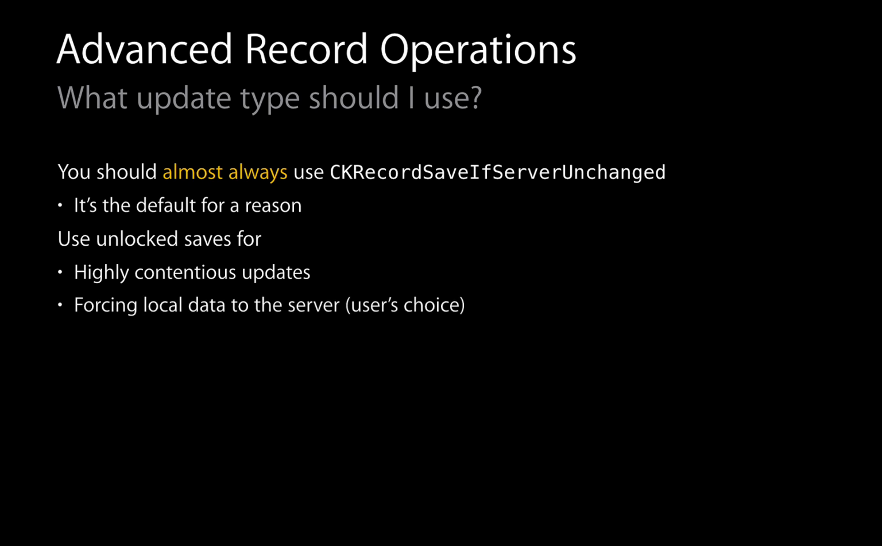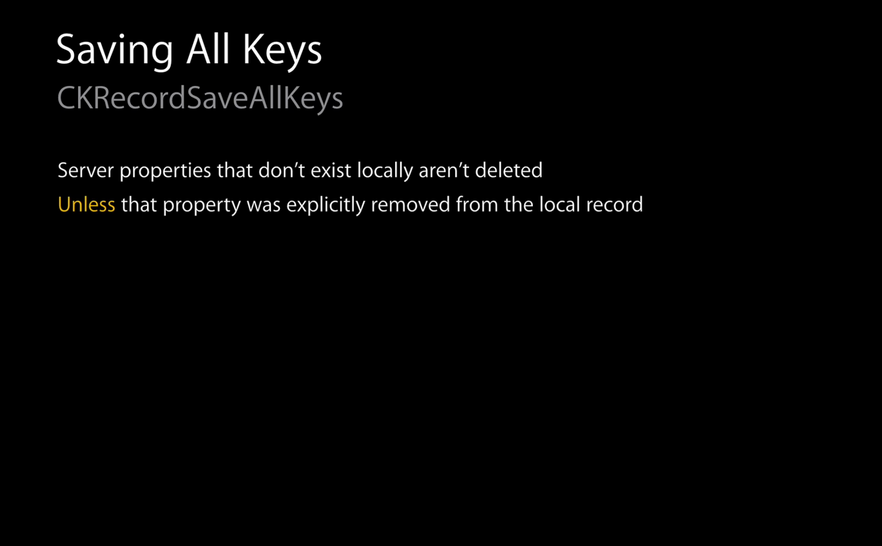The other reason to use an unlocked update, in the case of save all keys, would be if you want to force something to the server. The client might say, the copy on the server is bad, but I know I have a good copy of the record here. I want to just force that all on top of the server's copy. There are some catches to using save all keys, and one of the problems is that any property on the server that doesn't exist in the local record that you're trying to save isn't going to get removed, unless you explicitly remove that property on the record.